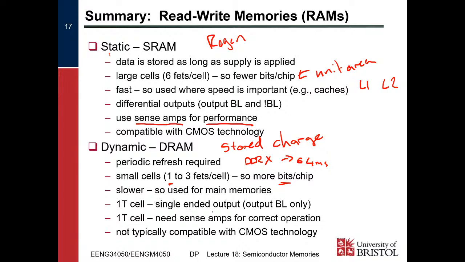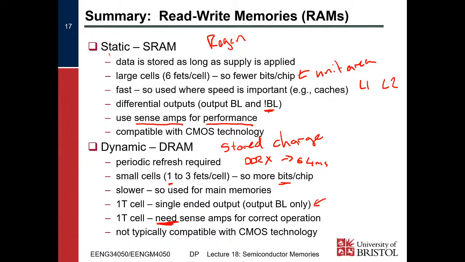With the one transistor cell, we only get a single-ended output. So we only get BL, we don't get the BL not that we get with SRAM. So we would then have to add an inverter if we needed the inverted version. And with the one transistor cell, we must have sense amplifiers for it to work, because that very, very small capacitance isn't sufficient to fully discharge the bit line. Okay, so we need the sense amplifiers to have correct operation.